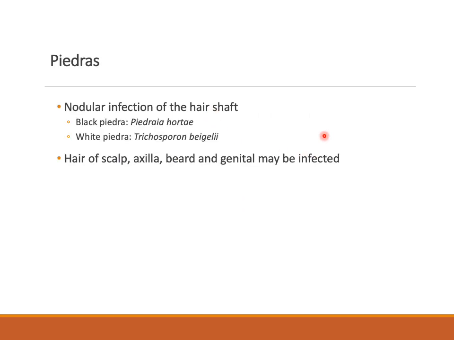The third superficial lesions are the piedras. Piedras infect the hair shaft. These are nodular infections of the hair shaft. There are two types of piedras: the black piedra and the white piedra. Obviously, the black piedra is caused by a dematiaceous fungus. It is caused by Piedraia hortae, while the white piedra is caused by Trichosporon beigelii. They infect not just the hair of the scalp, but also the hair in the axilla, the beard or the mustache, and also in the genital areas.